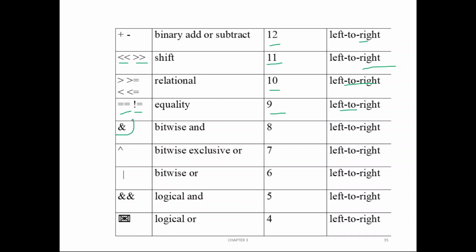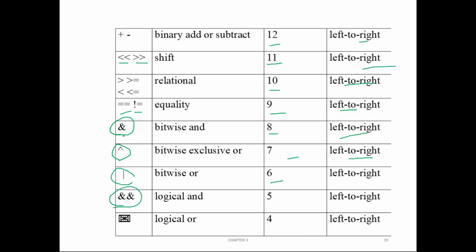And this is for bitwise AND, to perform bitwise AND on two operands. If an expression contains more than one bitwise AND, it will execute from left to right. Then bitwise exclusive OR, the next highest priority, will also execute from left to right if more than one exclusive OR is to be done. Then bitwise OR, the next highest priority, will also execute from left to right. Then this is logical AND, double AND.